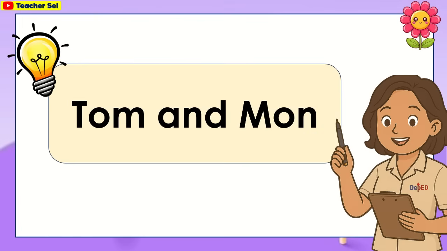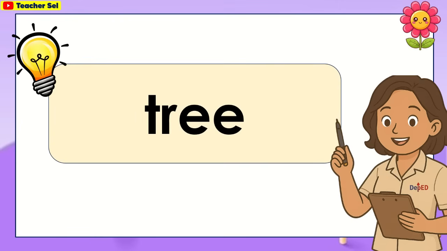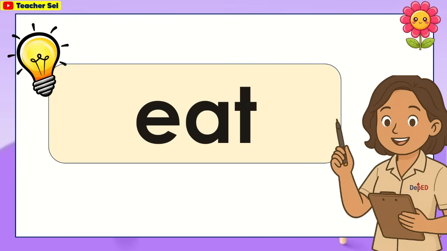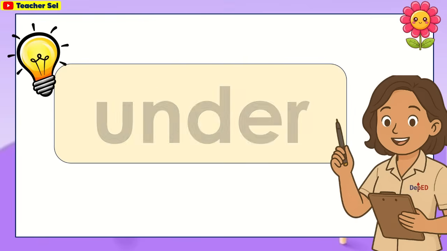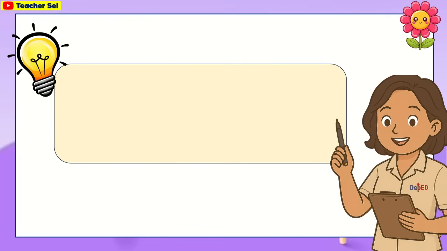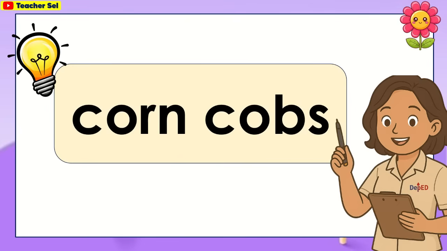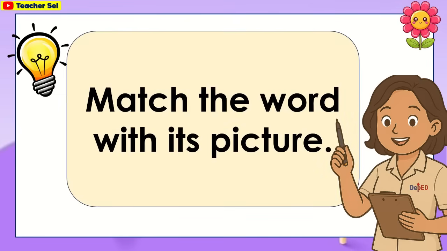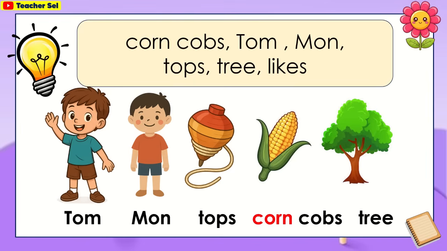Tom and Mon. White stones. Tree. Eat. Top. Under. Likes. Corn cobs. Match the word with its picture. Corn cobs, Tom, Mon, taps, tree, likes. Here are the correct answers.